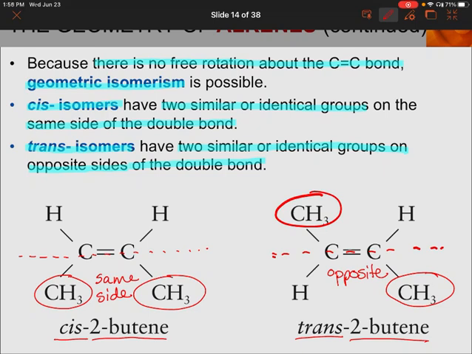And again, we only consider the case where we're cutting it horizontally. This does not apply if we cut it vertically. It's only if we cut it horizontally that we look at the groups and where they are relative to each other. So for instance, these two methyl groups have to be on different carbons. They can't be on the same carbon, if that makes sense.